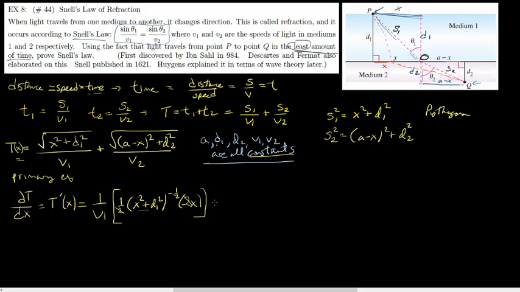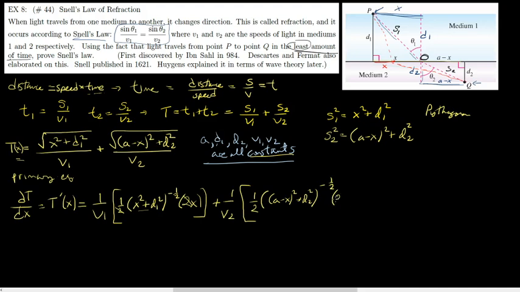Right, so let's simplify this later. We still have to, using the sum rule, take the derivative of this second term here. And it's done the same way. We have 1 over v2 times a big mess here. So we're going to get all of this to the negative 1/2 power: a minus x squared plus d2 squared to the power negative 1/2, all times the derivative of this.